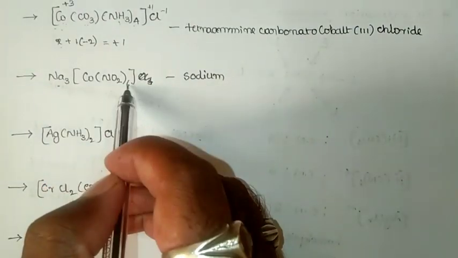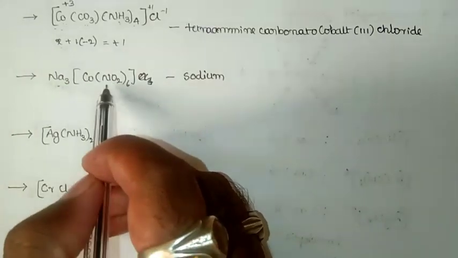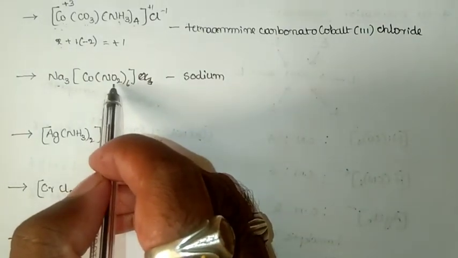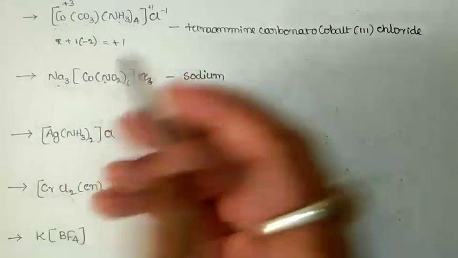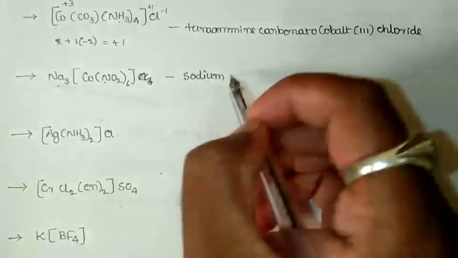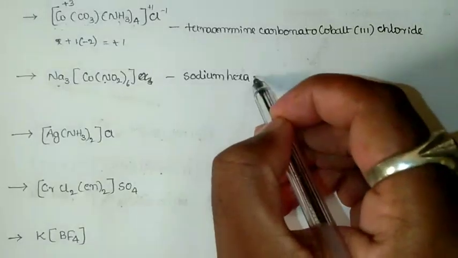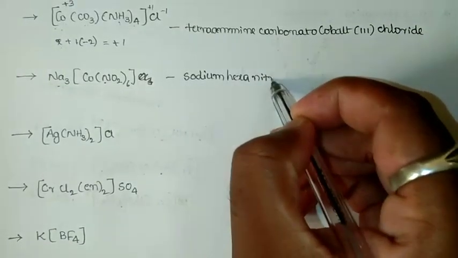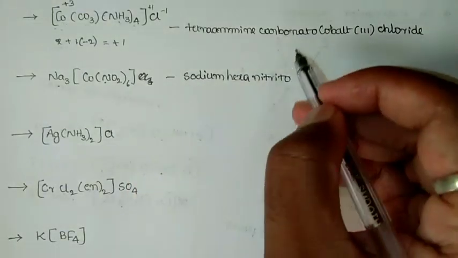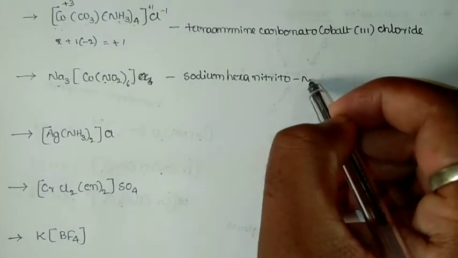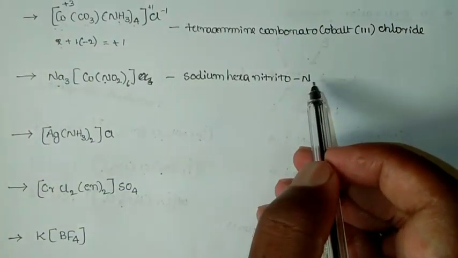So complex anion. First we should say the name of the ligand. Here we have NO2, that is nitrito, provided the ligating atom is N, which is an ambidentate ligand. There are 6 in number. For 6 the prefix will be hexa and the ligand name is nitrito, and the ligating atom is N. So sodium hexanitrito N.